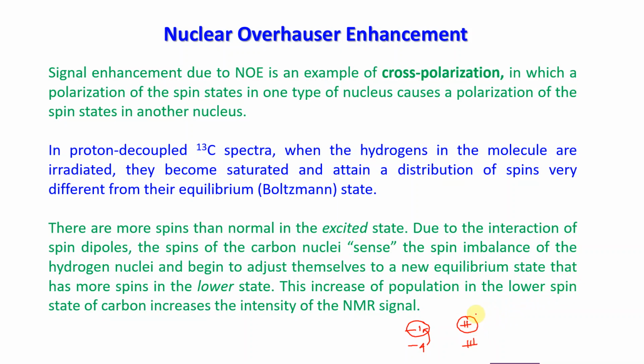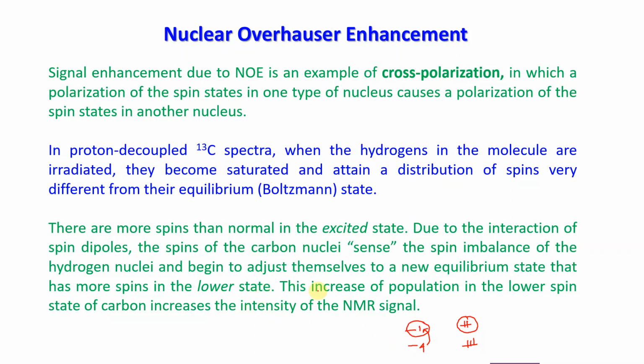Due to that difference, what happens is the interactions of spin dipoles, which the spin of the carbon nuclei senses, okay. So due to that difference, you are having the spin change, okay. The overall system will have spin polarization of this particular nucleus, and due to that, the nearby nuclei can sense the change in spin polarization of the nucleus which is irradiated for saturation, okay.